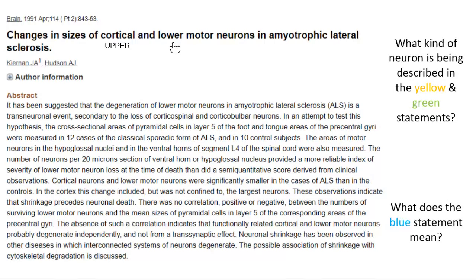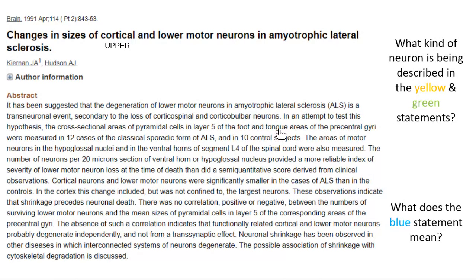So they took some biopsies, some brain biopsies. They looked at cells that were in the foot and the tongue areas of the precentral gyrus. So they looked at that map, that motor homunculus. They took pieces of the brain tissue that were supposed to control the foot and that were supposed to control the tongue, and they looked at the size of the cells there.